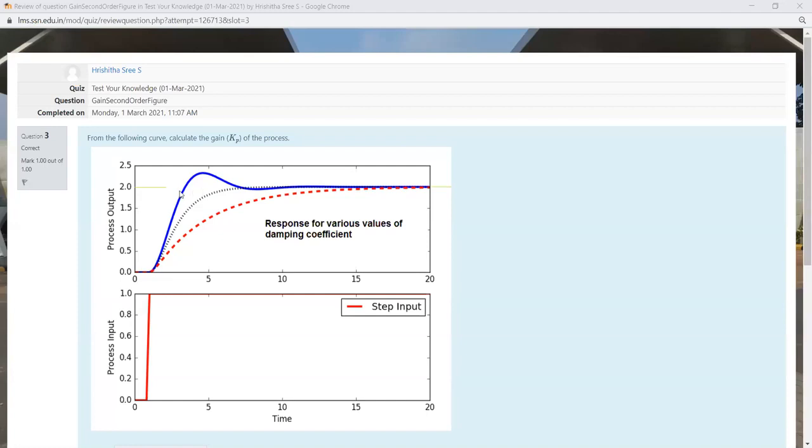Fine. Gain. So here I already said this A is simply 1. A is a step size. A is equal to 1. KP equal to, so A into KP is the output here. So it is equal to 2. So simply KP equal to 2.